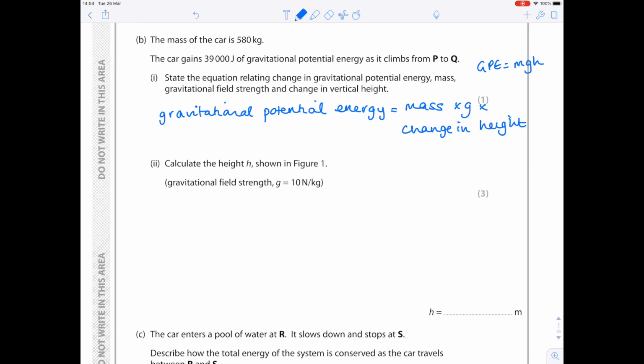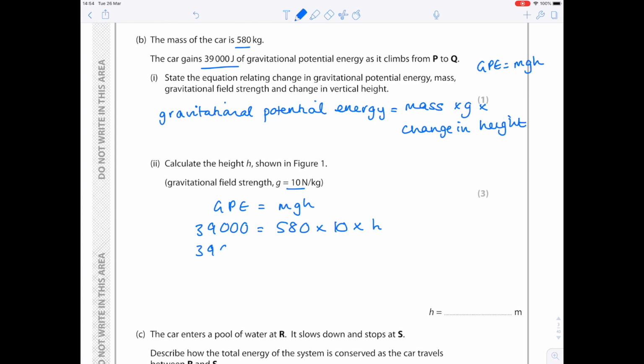Part 2. Calculate the height h shown in figure 1, and we've been told that gravitational field strength is 10, so this is the equation we're using. We know that we have a GPE of 39,000, so I'm substituting that in there. The mass we've been told is 580 kilograms. g is 10, and we're looking for the height.